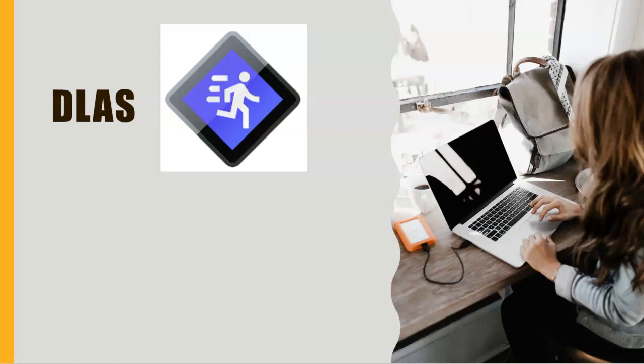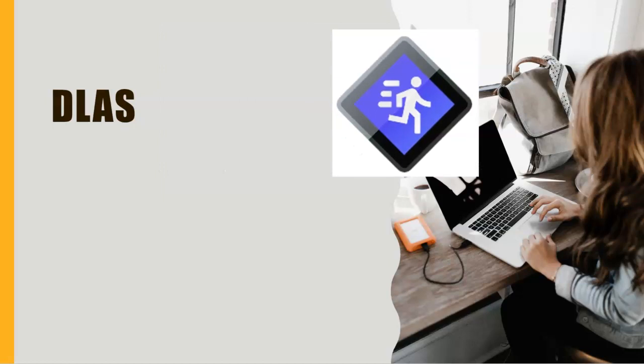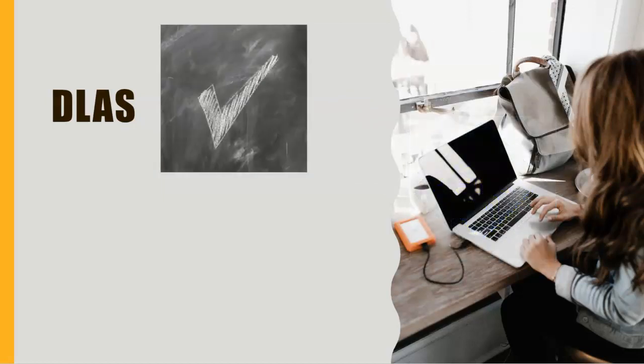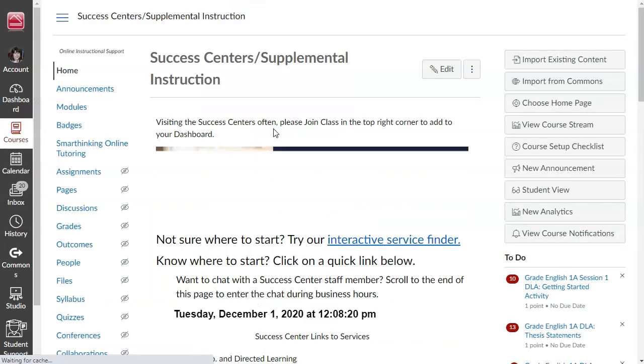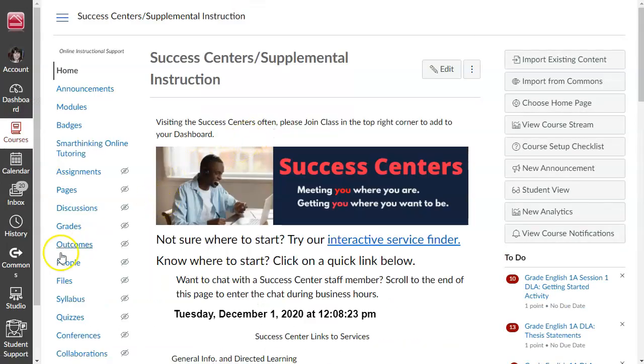After you review DLAs submitted to the Success Center Canvas course, you can issue badges to students by marking their DLAs as complete. To do that, go to the Success Center on your Canvas dashboard. In the navigation menu, select People.